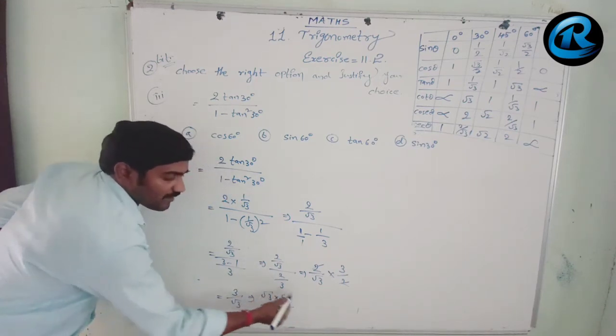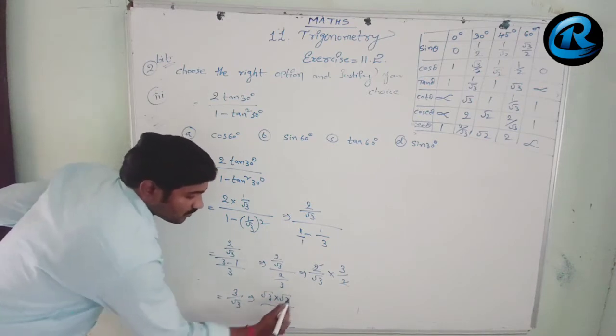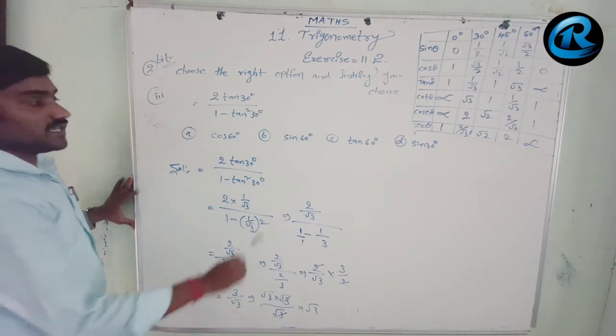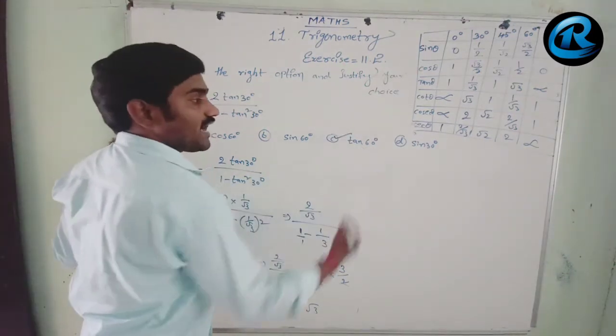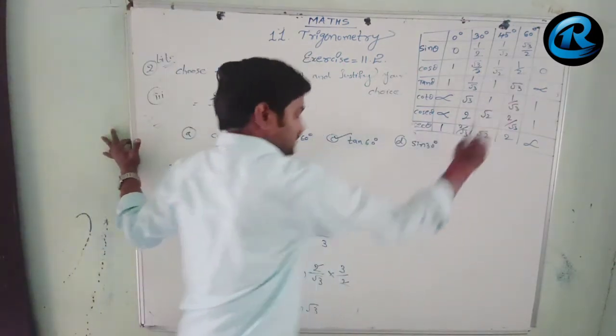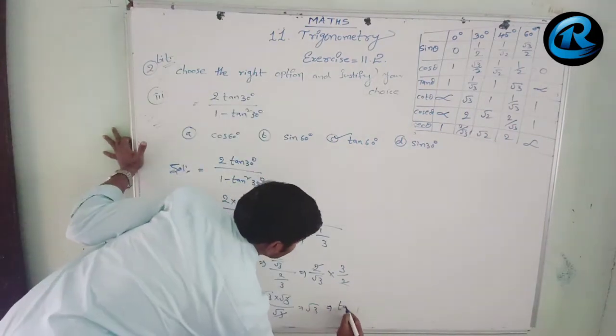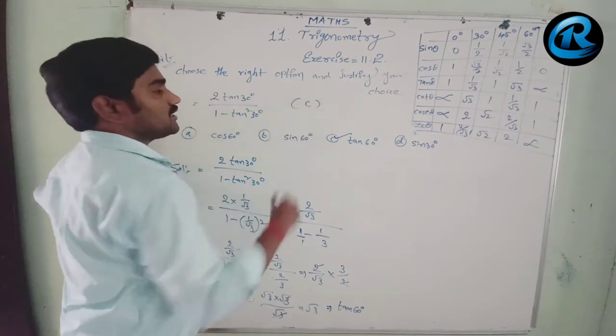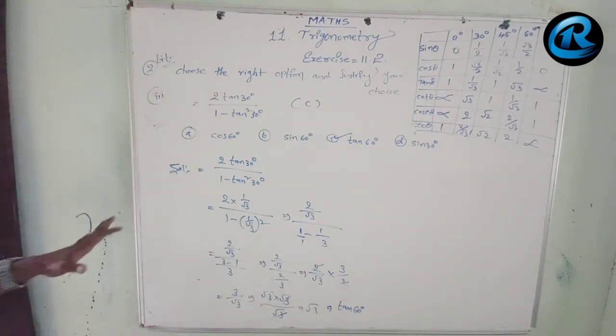This 3 I have written in the form of root 3 into root 3. So here root 3 gets cancelled. We get root 3 again. Root 3 is the value of tan 60, we know that. So that equals tan 60 degrees. This root 3 equals tan 60 degrees. Then option C. So this is the answer.